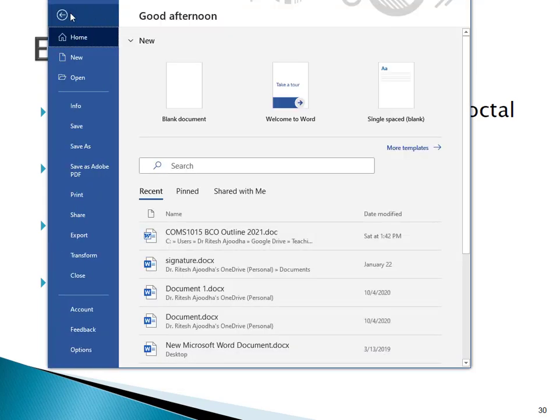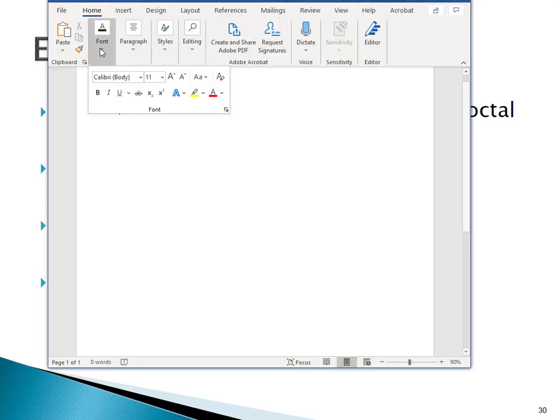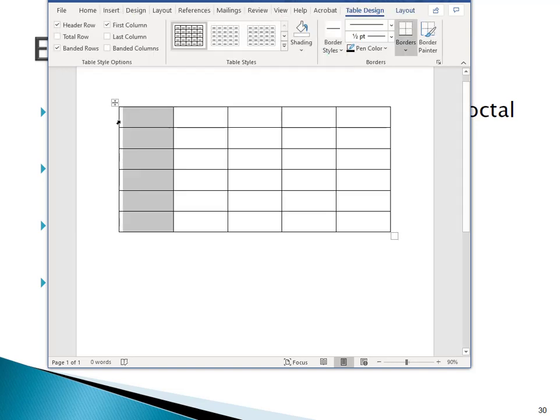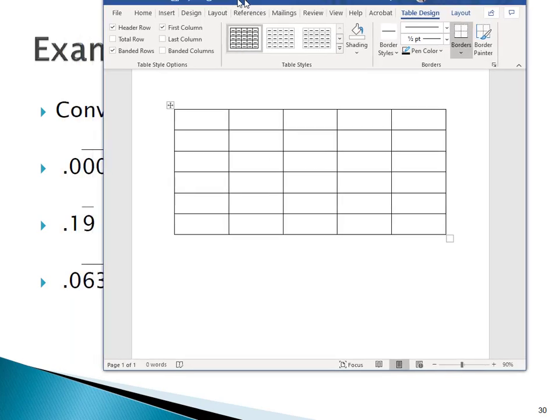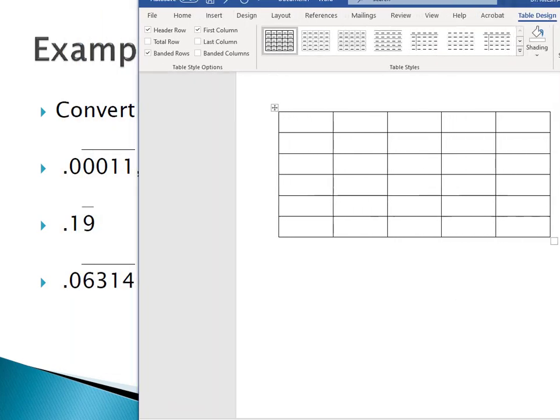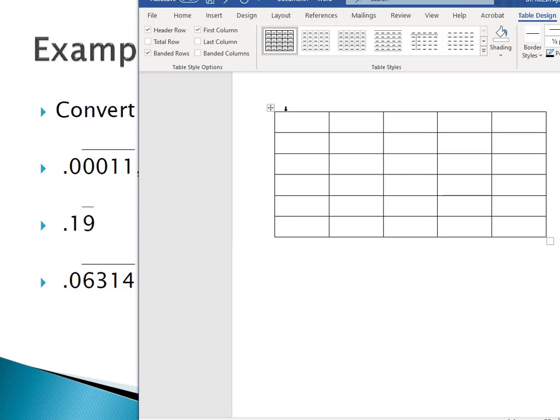Okay, let's make this a bit bigger. Font. Okay, and let's insert a table, a small table like this. Okay, great. So what are we trying to do here? So that you can copy this method and it'll help you understand what's going on here.